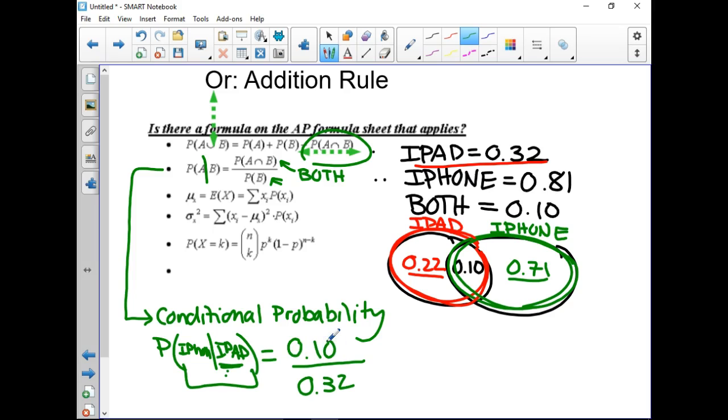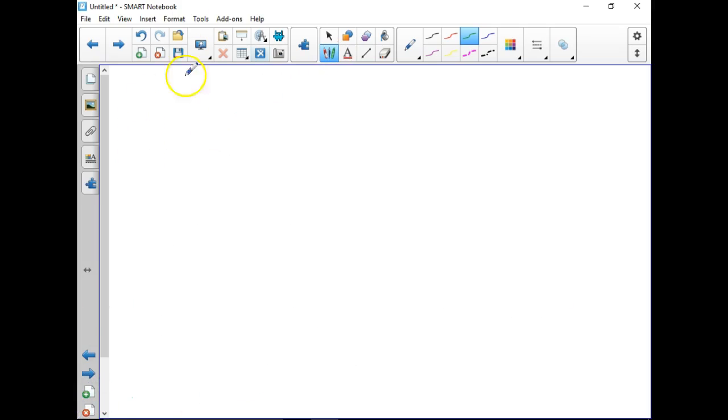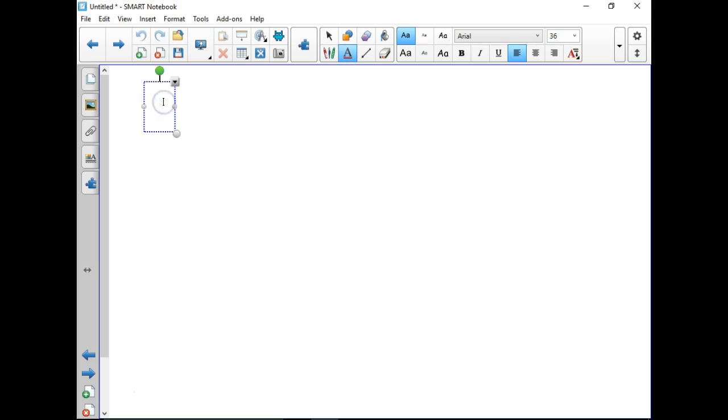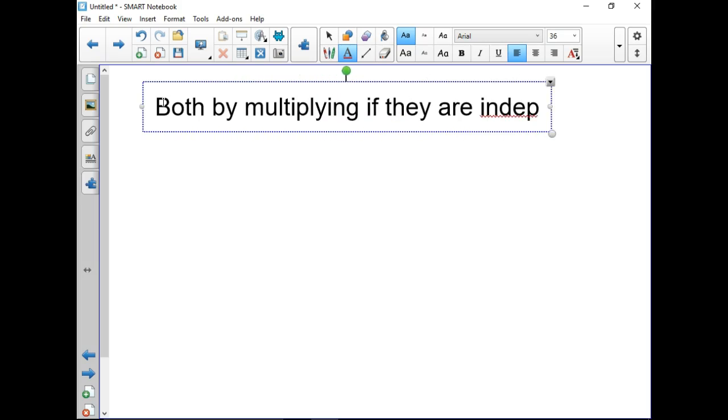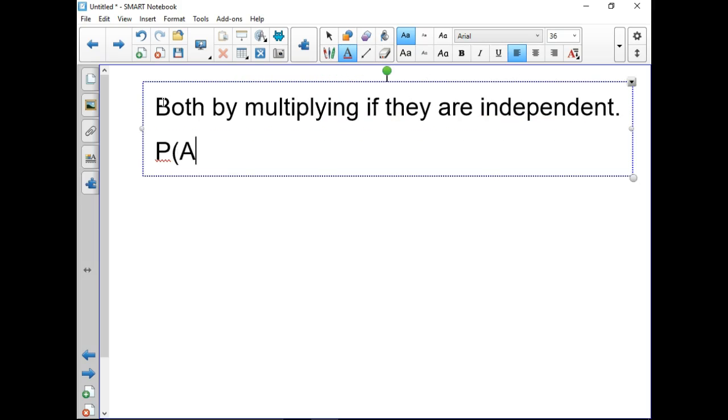They will either give it to you as both, or if they are independent, you can find both by multiplying. So the probability of A times the probability of B will give you the probability of A and B, if they're independent there.